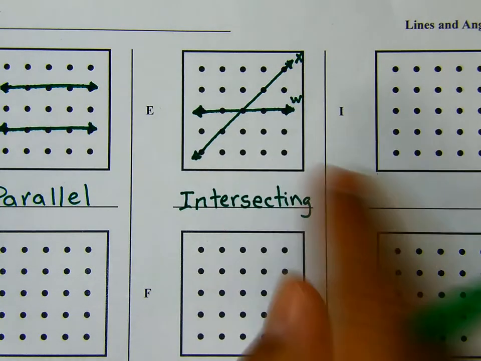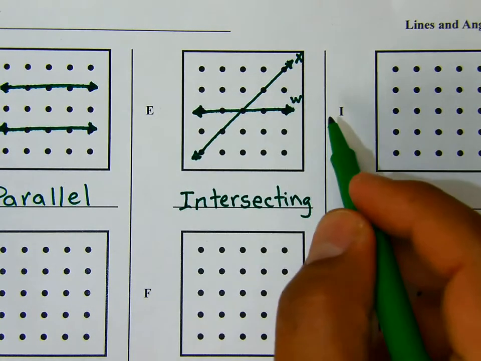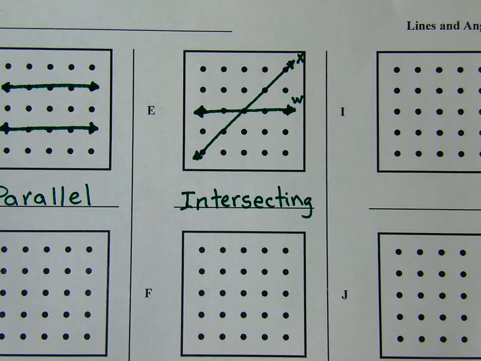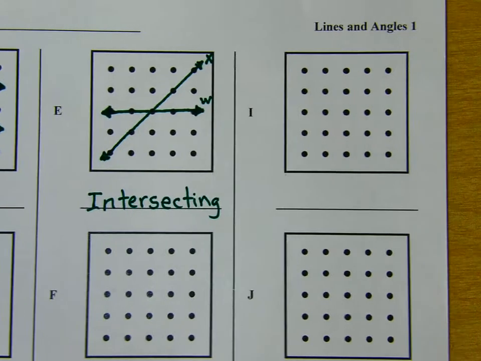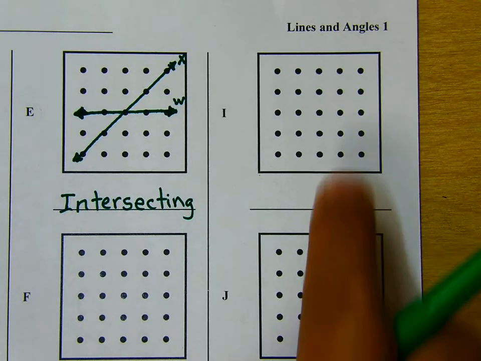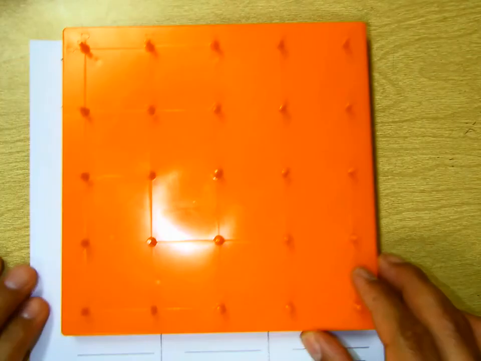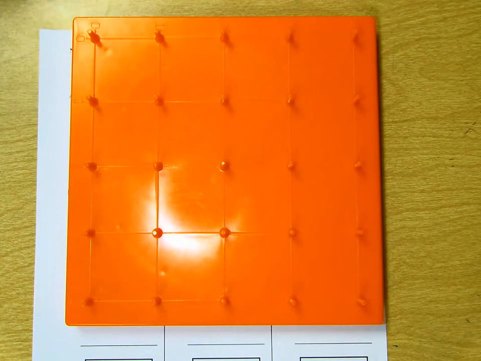Those are intersecting lines. Line X and line W are intersecting lines. So let's learn about the last kind of line that we're going to learn about today. The last kind are perpendicular lines. Perpendicular lines are lines that intersect and form right angles or corners. We're going to take our geoboard and make perpendicular lines. Perpendicular lines are types of intersecting lines because they touch each other.